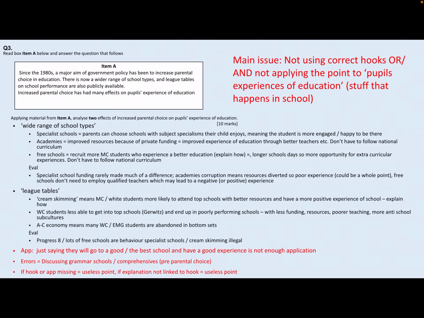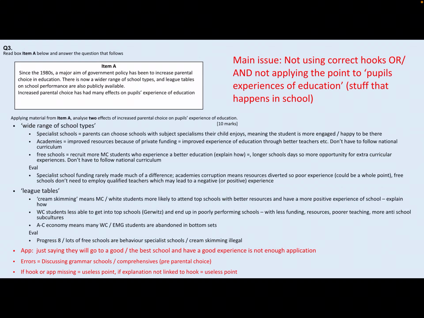I've written a few evaluation points in there for you as well. So specialist school funding really rarely made much difference to those schools. So if you went to a performing arts school, it's quite likely that the young person really wouldn't have realised or noticed that it was a performing arts school.